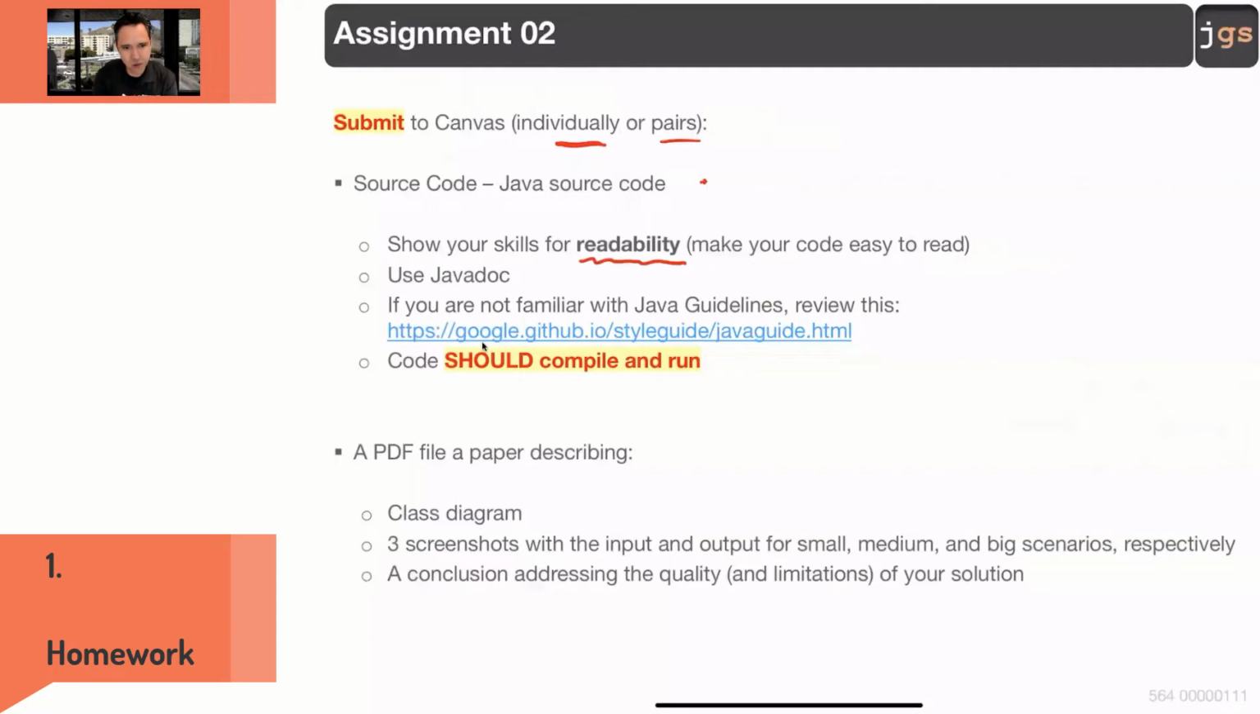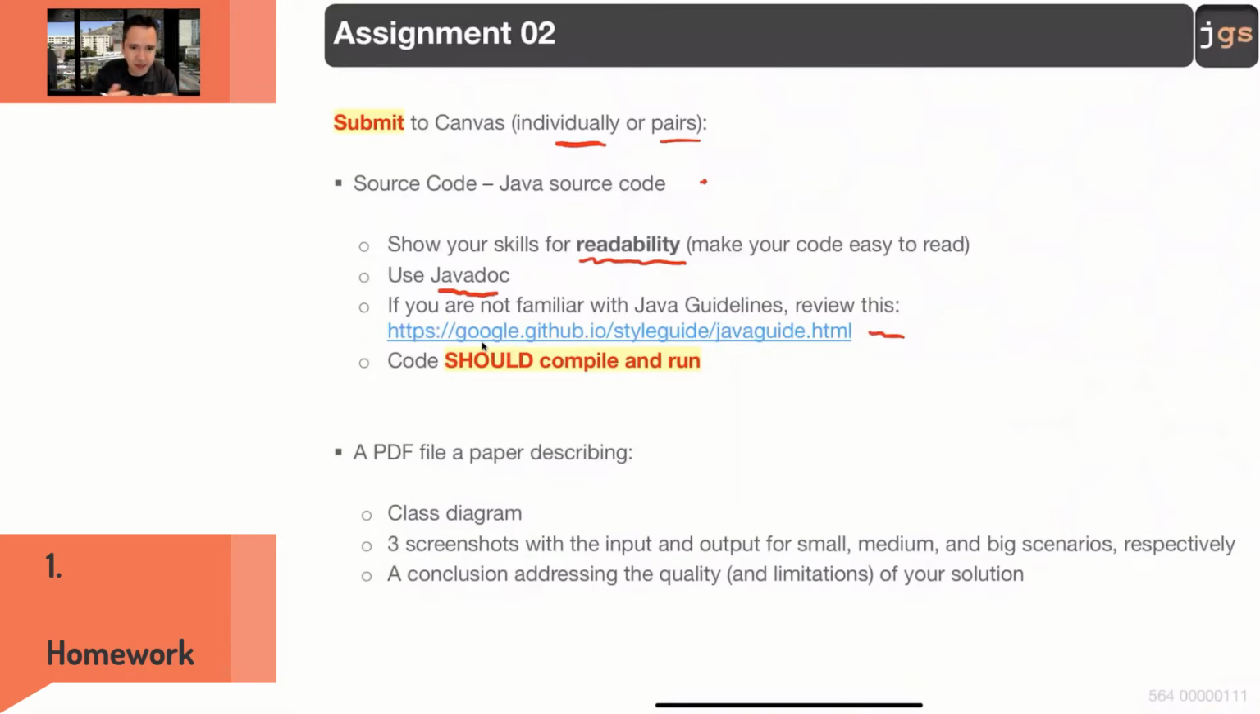Be sure that your code is easy to read. Be sure to use Javadoc correctly. I already gave you feedback about the previous one. Review the guidelines for Java. And just to be sure, your code should compile and run. If you submit something that doesn't compile or that we cannot execute, you are not going to receive points.